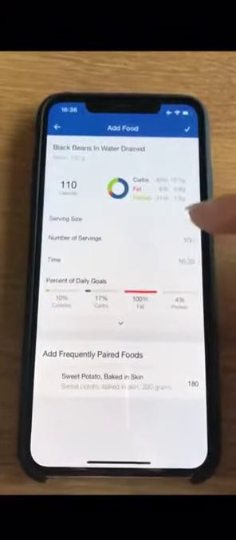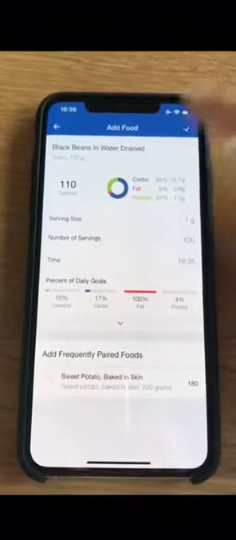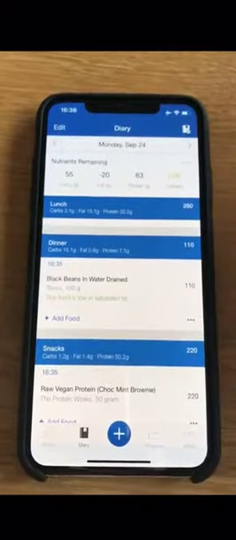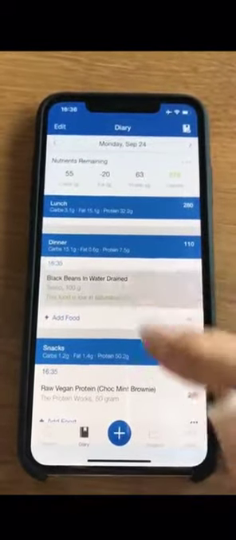How many serving sizes here? 1 gram is the serving, 100. So you're having 100 grams of black beans. So you put that in and you look, oh, still 55 grams of carbs, still 63 protein. Thinking that's fantastic. I could probably have a few more black beans.